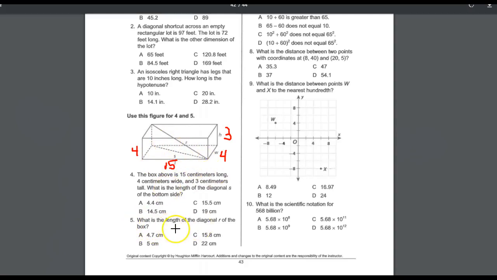And number 5, what is the length of the diagonal R? This one here, so we know that the length is 15, and this side is 3. So 15, because if this side is 15, this is 15. So 15 squared plus 3 squared would give us the diagonal.